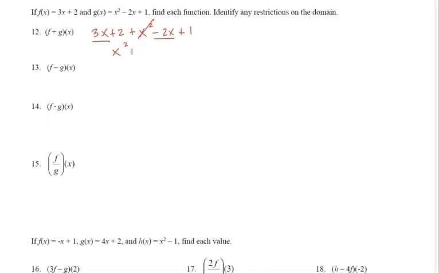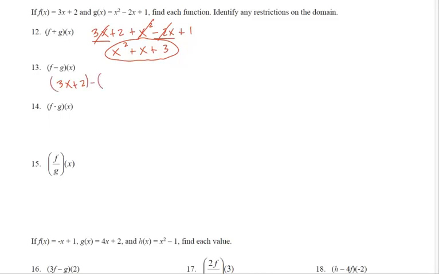3x minus 2x is positive 1x. And then constants, if we have them, will be last. So 2 plus 1, I can combine those. And there's the answer to the sum of f and g. And there are no restrictions on the domain. If your answer is not a fraction, then you don't have to worry about any restrictions. All right, here's the subtraction of f and g.